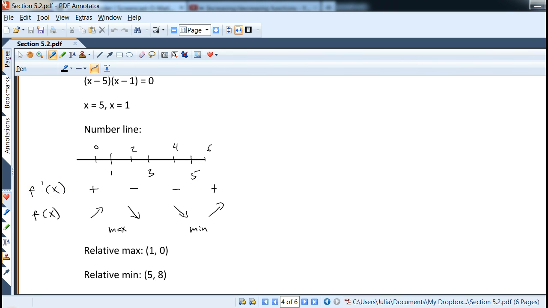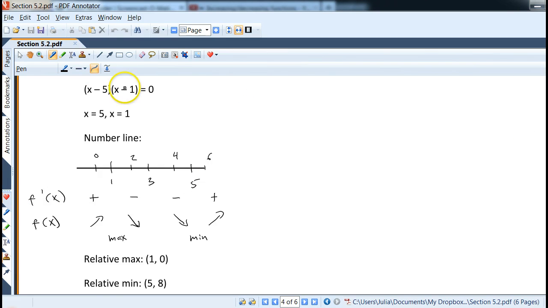I actually plugged that into the original derivative, let me write this out. F prime of x, write this out for yourself. You'll have (x minus 5) times (x minus 1) over (x minus 3) squared. Notice the bottom we don't have to worry about so much because it's squared. It's always going to be positive. But just to keep it in mind.